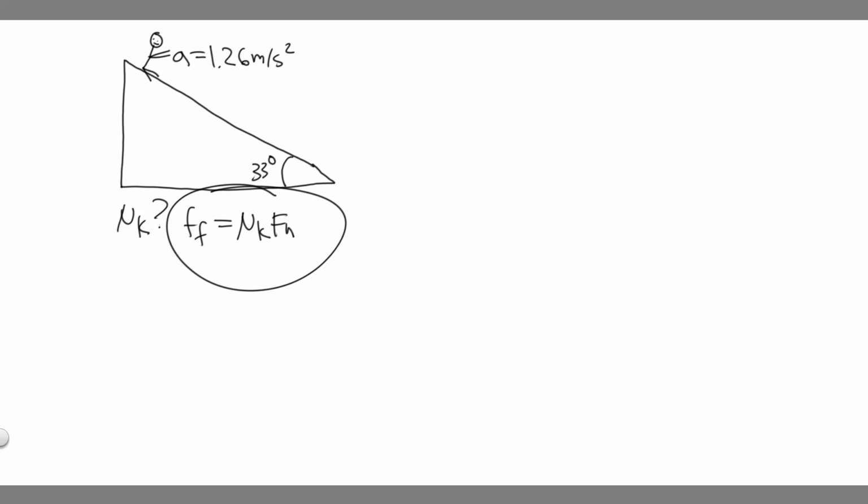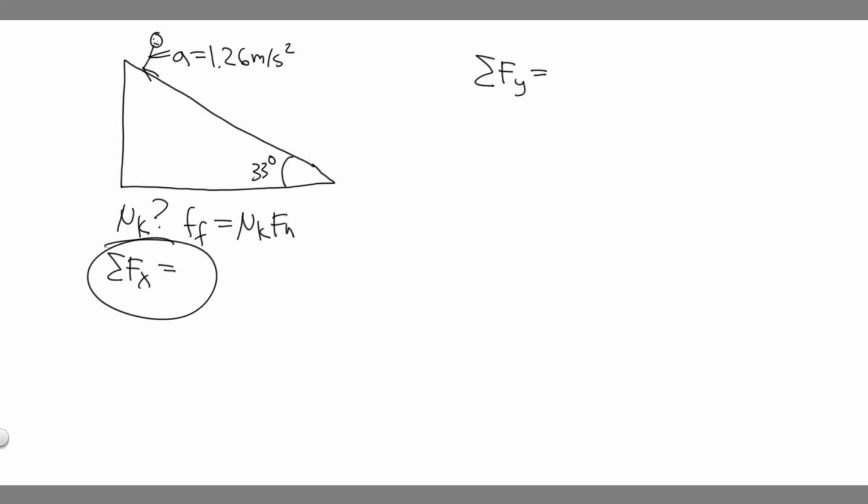And so the way we find both of these is by taking the sum of the forces in each direction. So we're going to take the sum of the forces in the x direction, and then we're also going to take the sum of the forces in the y direction. So that's how you solve for both of those. So let's just go ahead and start with taking the sum of the forces in the x.